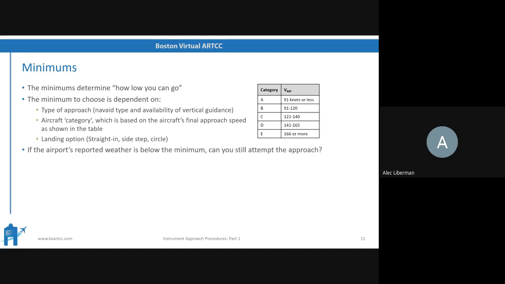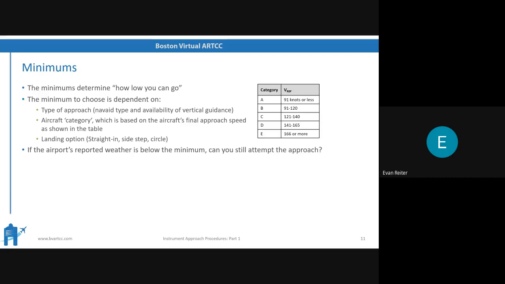If the airport's reported weather is below the minimum, can you attempt the approach? Actually, maybe before I give the answer, let's see what people think. Use the chat here and tell us what you think. So you're flying into an airport, the reported weather is below the minimum on the chart. Can you attempt the approach legally, hoping you can get in if you see the runway, or are you required to hold until the weather improves?